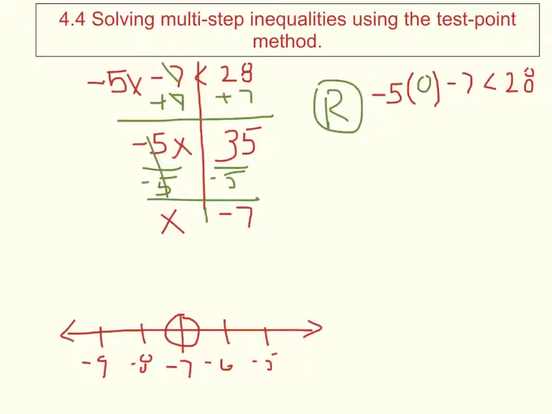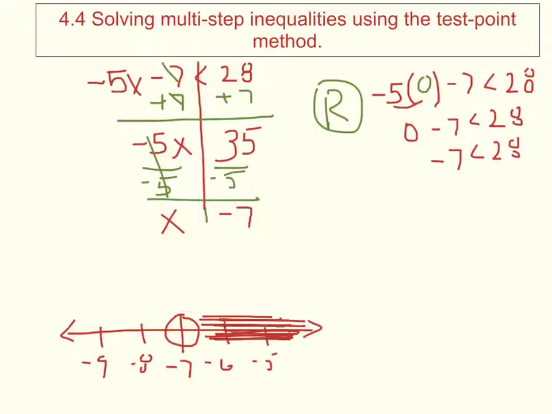And now I simplify. Negative 5 times 0 is 0. Nothing else to simplify. 0 minus 7 is negative 7. And now that there's nothing left to simplify on either side, now I want to see if this is true. Is negative 7 less than 28? And I can see that yes, negative 7 is less than 28. And since that's to the right, I am going to shade in the number line to the right of my endpoint.